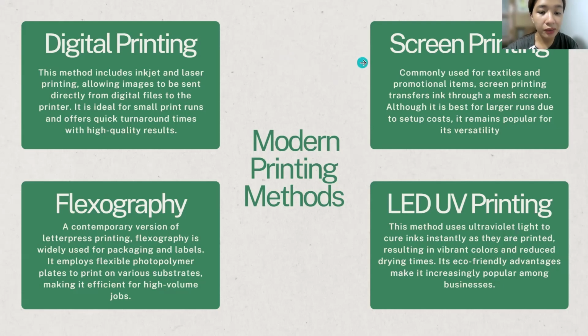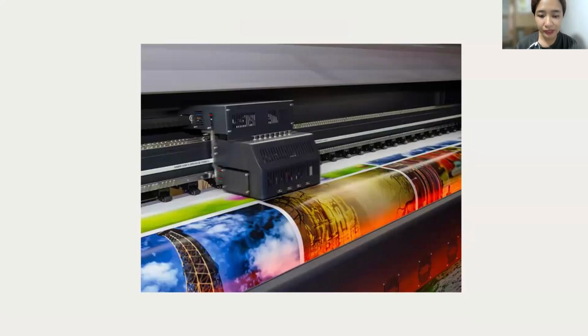Next naman is screen printing. It is often used for textiles and promotional items. This method transfers ink through a mesh screen. And usually, you can see it in the t-shirt print or mga tote bag prints, mga textile wallets. Ayan. Next naman is the LED UV printing. So this is a cool technique that uses ultraviolet light to instantly cure inks as they're printed. So it has vibrant colors with quick drying times. Eco-friendly rin siya.